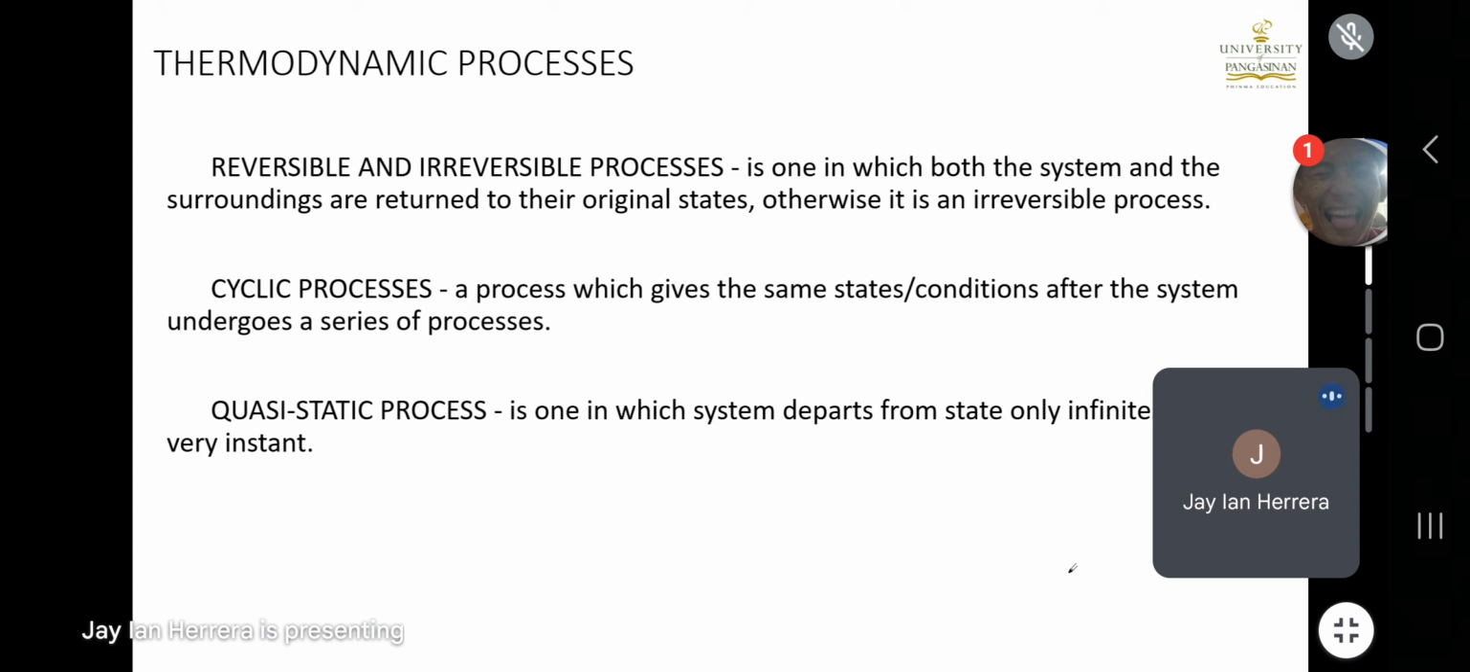Next is cyclic. A process which gives the same states and conditions after the system undergoes a series of processes. This is the thermodynamic cycle. A cyclic process is the combination of 2 or more reversible processes. And lastly, the quasi-static process. It is one in which the system departs from equilibrium state only by infinitesimal amounts at every instant.